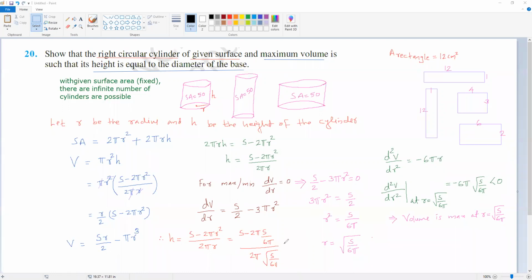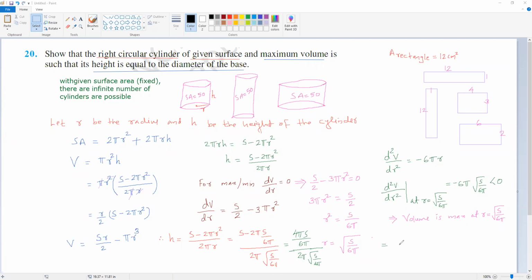इसको ऐसे लिख सकते हैं कि इधर मल्टीप्लाई करेंगे तो 6 पाई इंटू एस, 6 पाई एस माइनस 2 पाई एस, सो आपको ऐसे मिलेगा 6 पाई, दैट इज 4 पाई एस डिवाइडेड बाय 6 पाई, the whole divided by 2 pi into under root s divided by 6 pi.